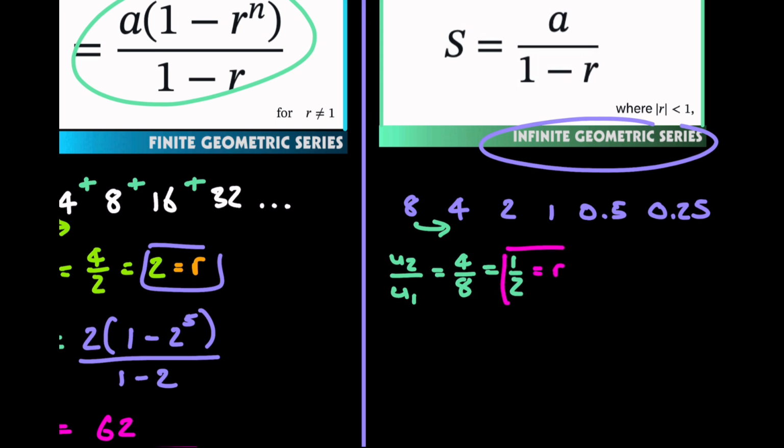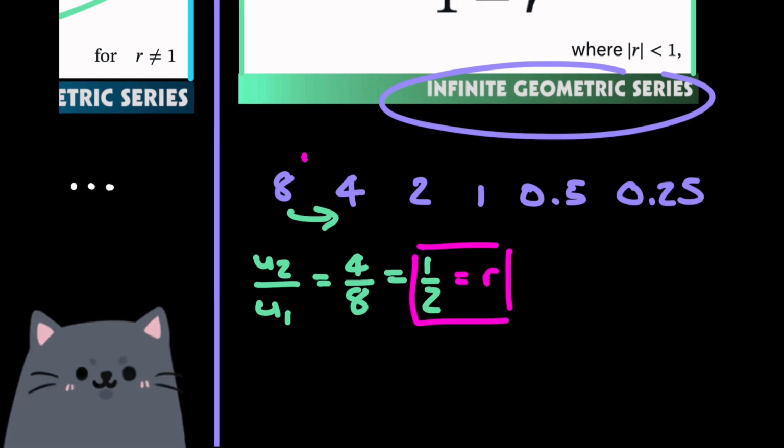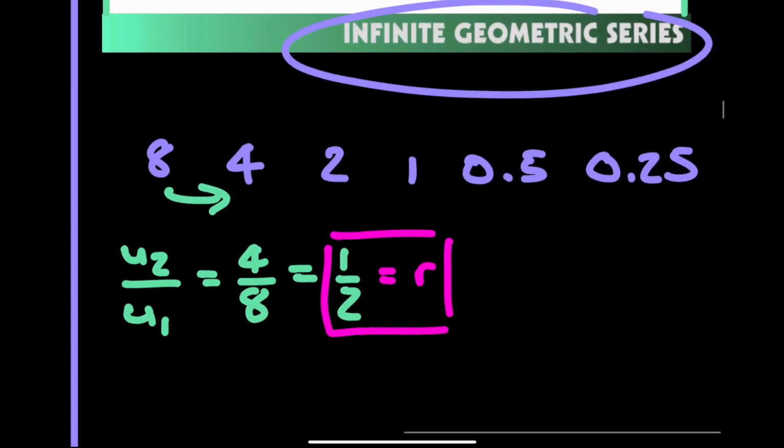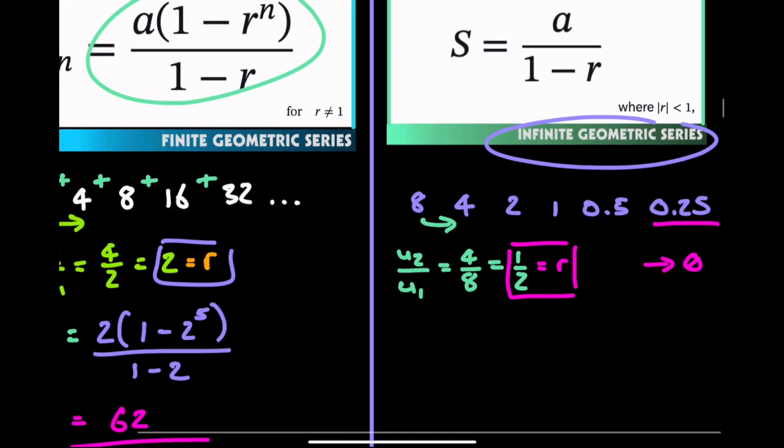But we can see that the sequence is actually converging. So as we move on, as we times by a half every time, seeing that this value is getting smaller and smaller, and it eventually converges towards 0 if we went all the way to infinity. So when this happens, we can use the formula at the top here.